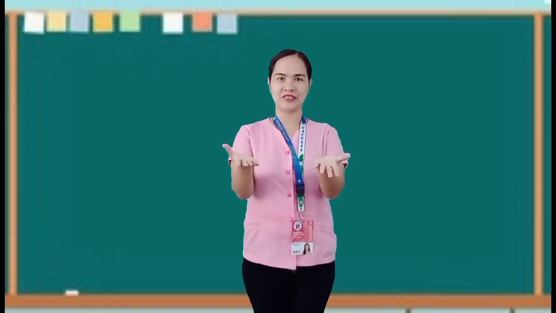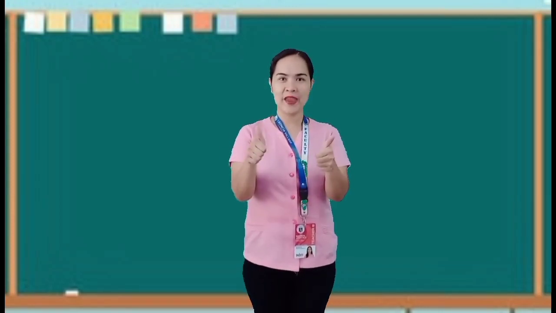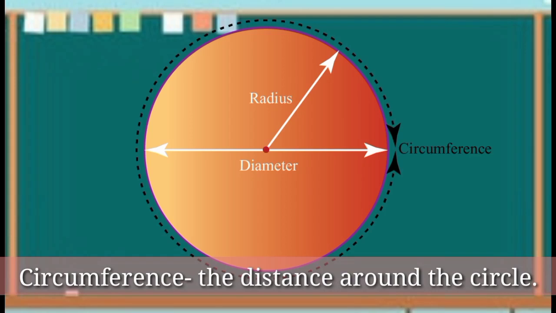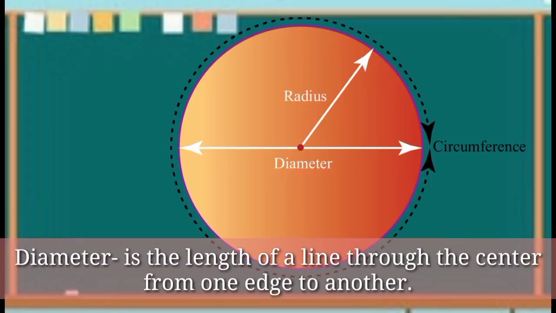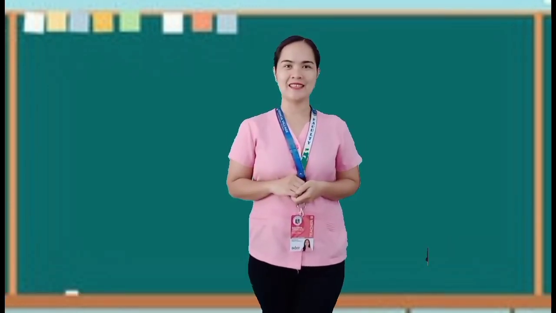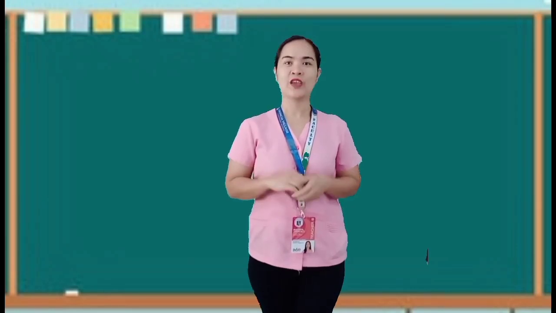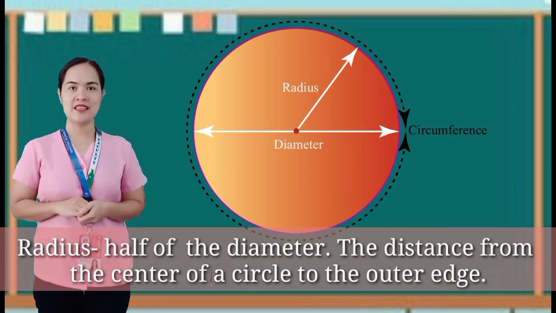On your own understanding, what is a circumference? Great! Circumference is the distance around the circle. How about the diameter? The diameter is the length of a line through the center from one edge to another. How about the radius? What is a radius? Great! Radius is half of the diameter. It is the distance from the center of the circle to the outer edge.